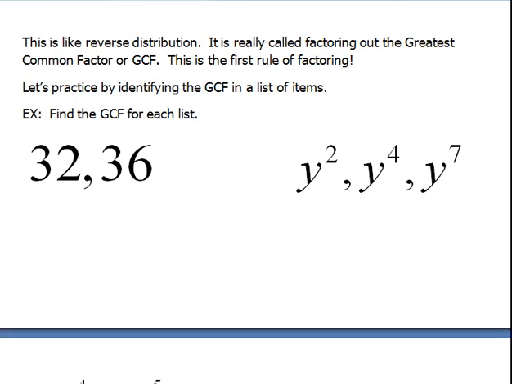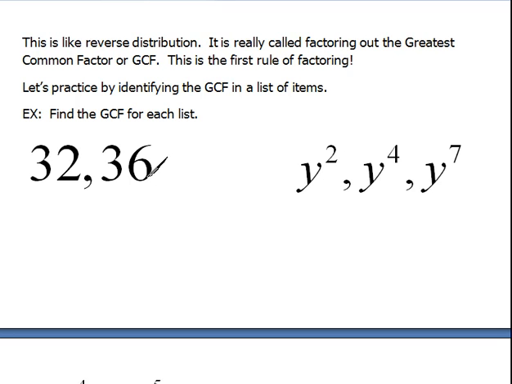Now, before we start actually doing that, let's do some practice with figuring out, if we're given a list of terms, what would be the greatest common factor. What is the largest thing that we could pull out of both, or 3 or 4, however many terms we have? Okay, let's start small. Let's start looking at numbers. We have a 32 here and a 36.